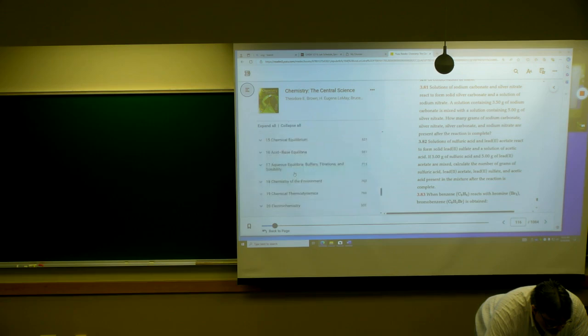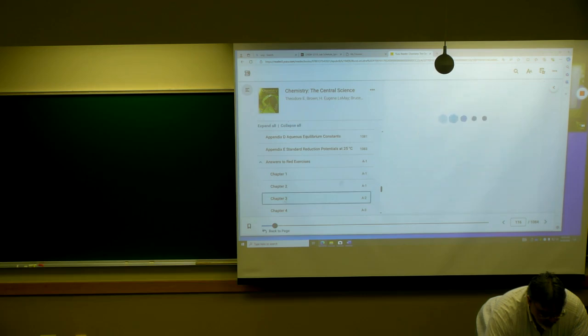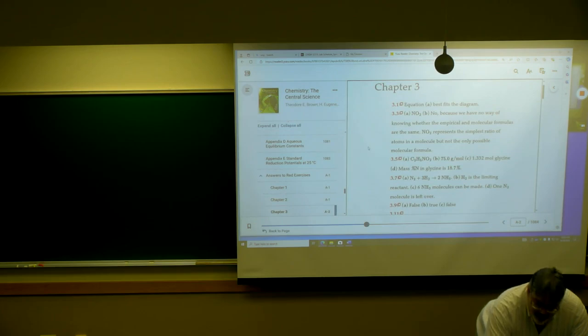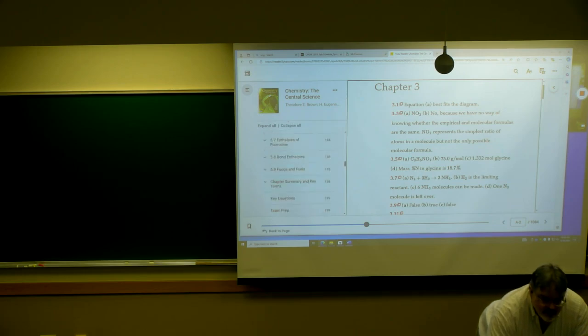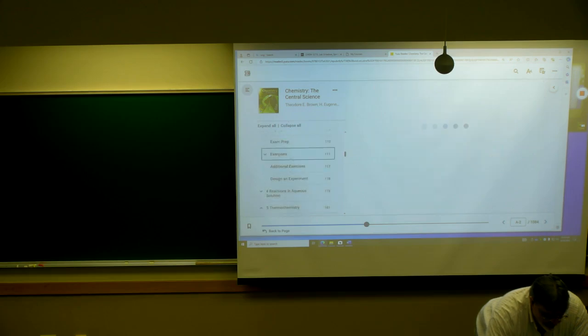I think you have to go all the way down here, right? Answers to red exercises. Chapter 1, Chapter 2, Chapter 3. So you should be able to find them. If you can't find that, email me again and I'll send you a screenshot of all this. But there's no reason why you shouldn't be able to see those, I don't think. So anybody have trouble seeing these? All right, I don't give you the answers to these because I figure they're there. But if you can't see them, just email me again. Exercises.